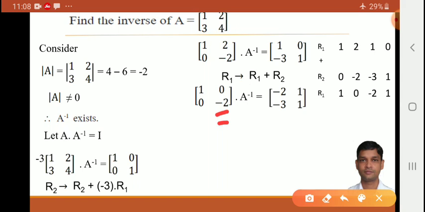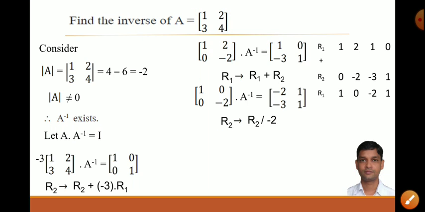So to get 1 there, you just divide R2 by -2. Divide all the elements of R2 by -2. So -2 upon -2 becomes 1. R2 changes to R2 divided by -2. Divide everything by -2. So -2 upon -2 becomes 1.